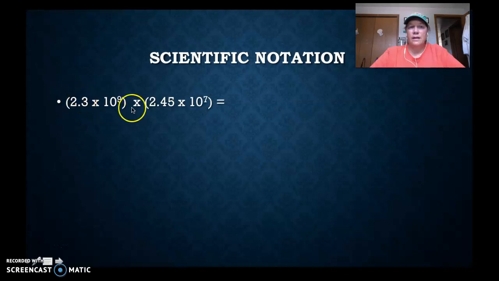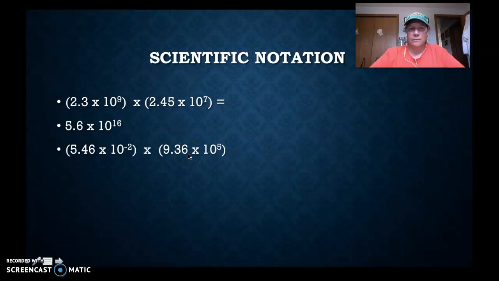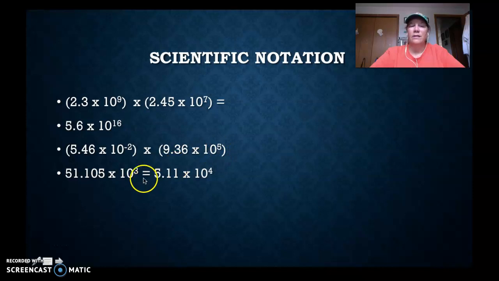Okay, so again, here are some calculations. If I'm multiplying, I take this times this, and then I add the exponents. So when I multiply these together, I get like 5.556 or something. I rounded it to have two significant figures, and then 9 plus 7 is 16. Okay, when I multiply these two, again, I take 5.46 times 9.36, and then negative 2 plus 5 is going to be 3. So this is what I get, 51.105.